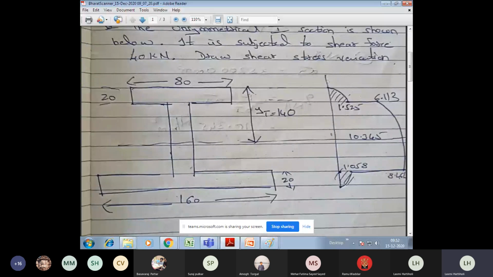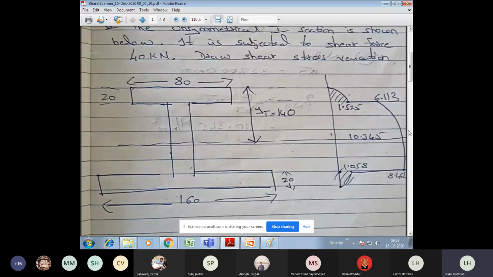This is the variation diagram I have drawn. First, draw the baseline. This is my baseline. After the baseline, always remember: first mark the points, then join the points with the help of a parabola. Why parabola? Because shear stress variation has a term y square, and when it has a term y square, it is always a parabolic variation. In case of bending stress, you had a term y, so it is always a linear variation, an inclined straight line. But here it is a parabolic variation, so you need to draw a curve.